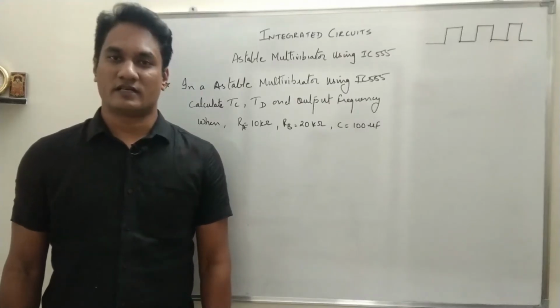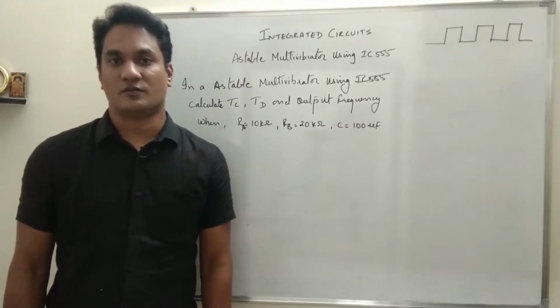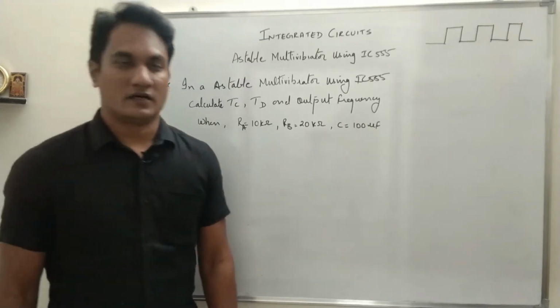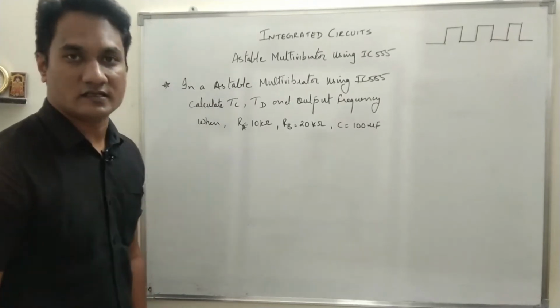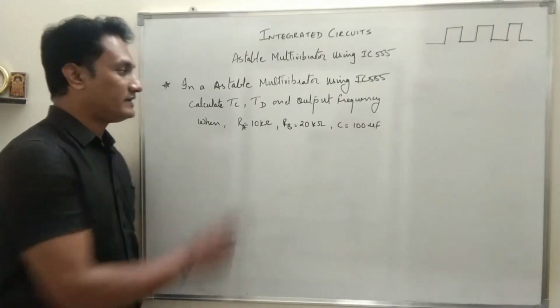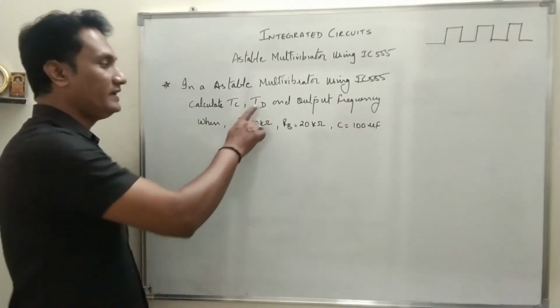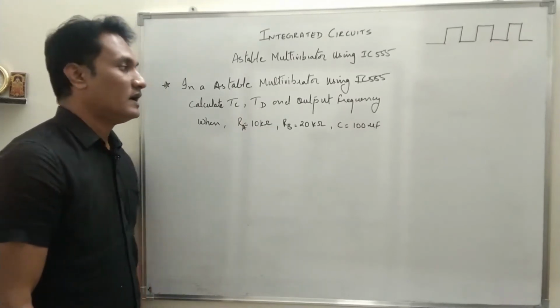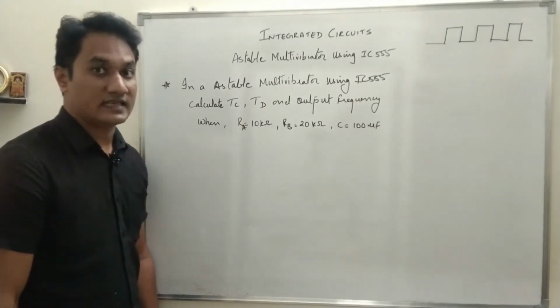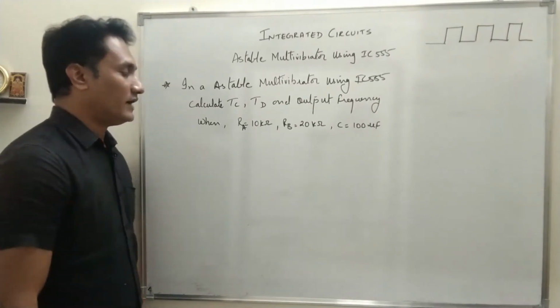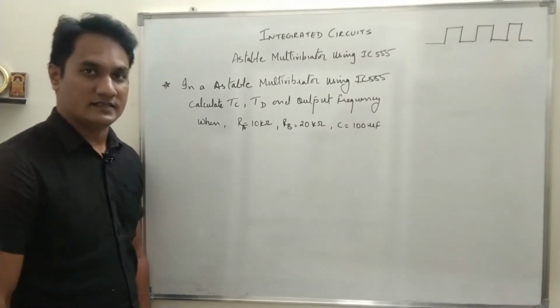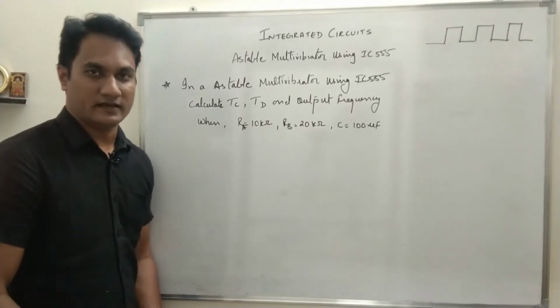Next, let us try to understand a numerical based on astable multivibrator. The problem statement will be like this: in an astable multivibrator using IC555 timer, calculate TC, means charging time, TD, means discharging time, and output frequency, that is F, and we have been given the values for RA, RB and C. You just have to substitute the values and get the answer.